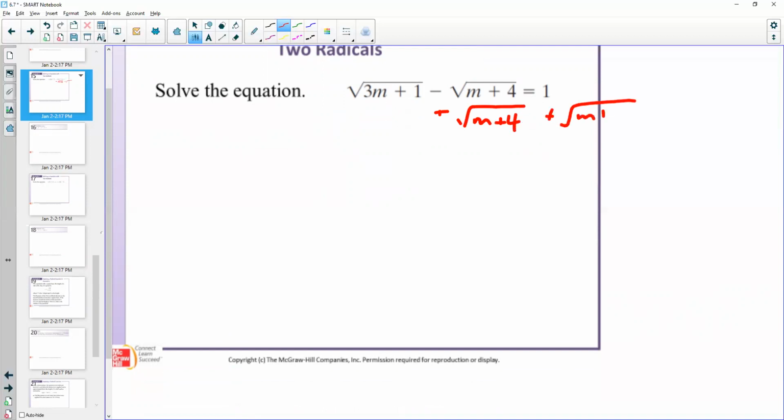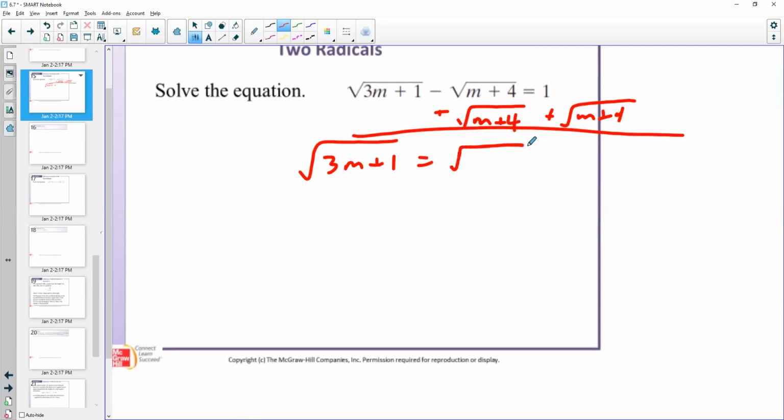I'm just going to move the one that was negative since it's a little easier that way. So on the left, I'm going to get 3m plus 1. On the right, I'm going to get radical m plus 4 plus 1. Now here's what I have to do. I have to square both sides. I have to get rid of the radicals. But it's going to be a little harder than that.